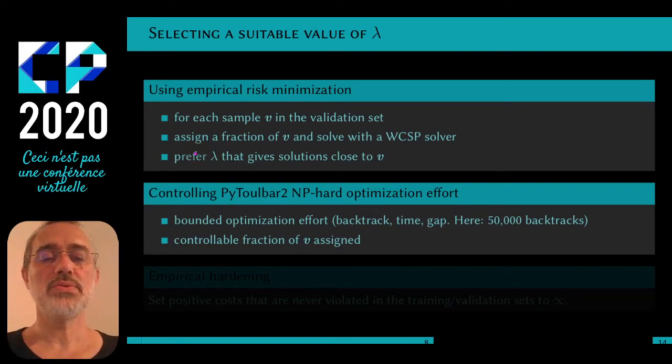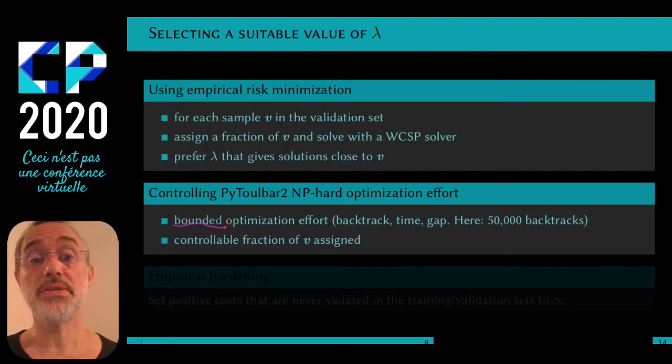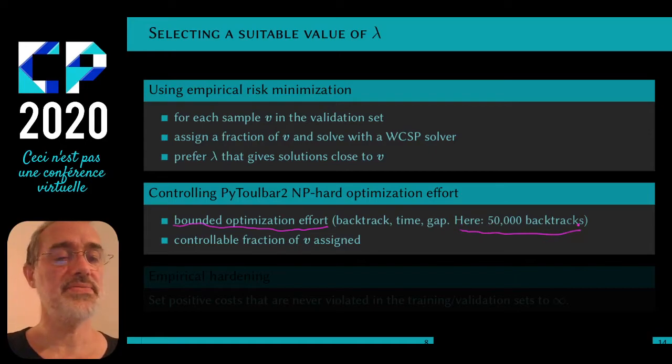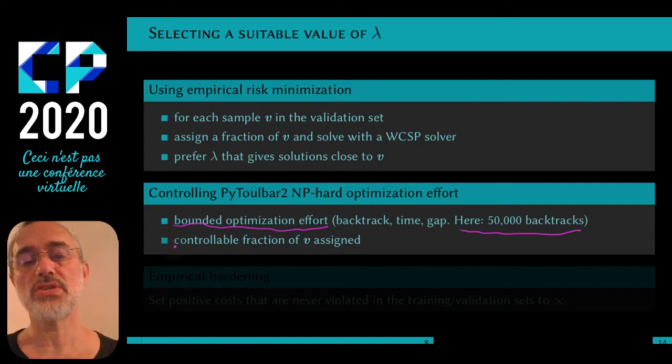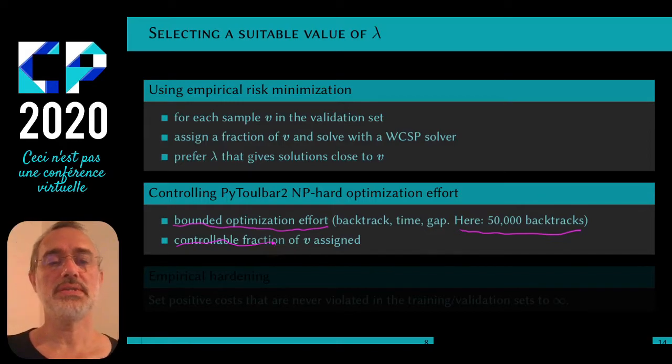Obviously, this requires to solve a bunch of NP-hard optimization problems, and to avoid spending too much time in this loop, we simply use two tricks. The first one is to bound the optimization effort, and we bound the number of backtracks, 50,000 backtracks at most. And the second way to bound the effort we spend on this is to assign a larger fraction of V. Essentially, the larger the fraction of V you assign, the less work you have to do to complete it. And the gains are exponential, so it's easy to tune.